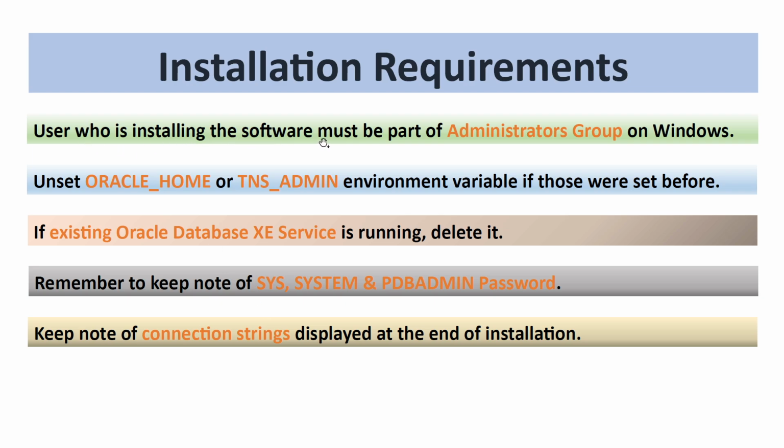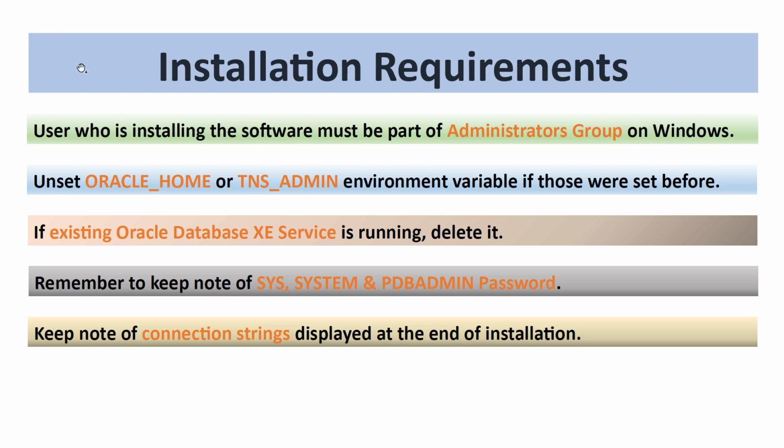Then the installation requirements. The user who is installing the software must be part of the administrator group on Windows. Unset the Oracle Home or TNS admin environment variable if those were set before. If an existing Oracle Database XE service is running, delete it. Remember to keep note of the sys, system, and PDB admin password. Keep note of the connection string displayed at the end of the installation.